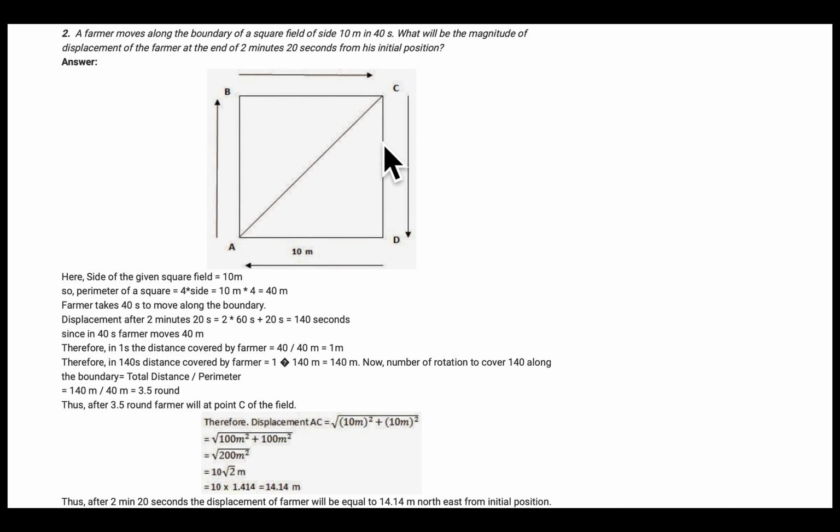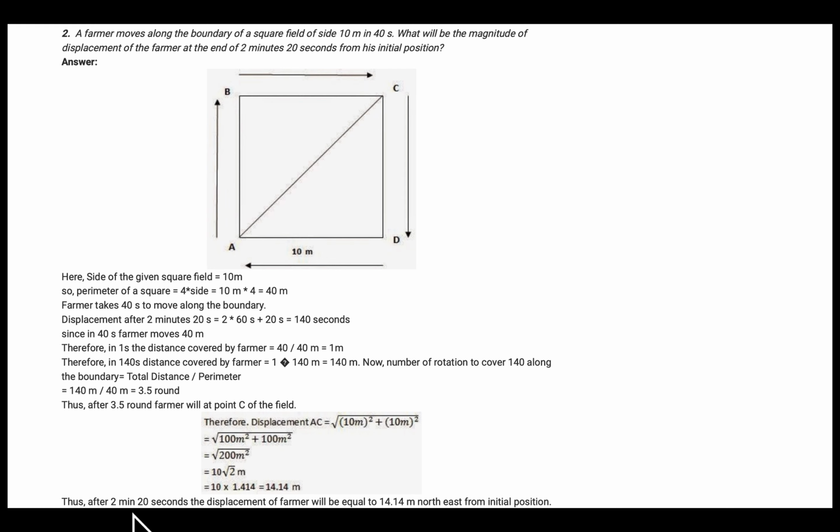तो ये हमारा कौन सा हो गया? ADC is a right angle triangle. We have to calculate the hypotenuse. कौन सा फॉर्मूला लगाएंगे? The formula will be Pythagoras' formula: base square plus perpendicular square is equal to hypotenuse square. 10 square plus 10 square, square root of this. So displacement AC is equal to square root of 10 meter whole square plus 10 meter whole square. So we will get 10 root 2, and if we put the value of root 2, we will get 14.14 meter.